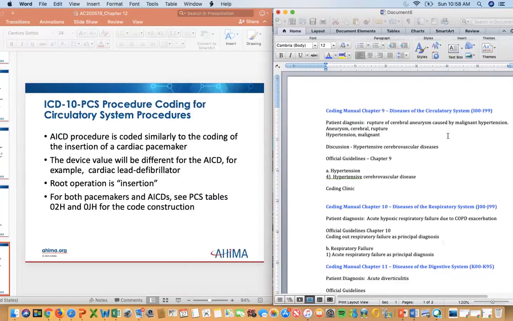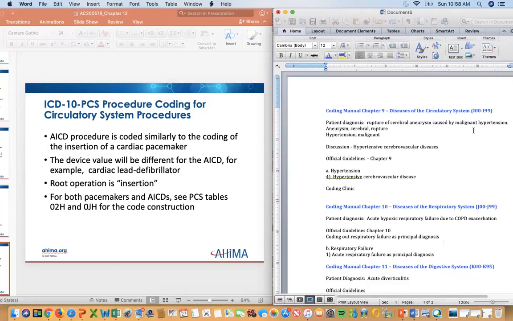So the first thing we want to do is determine the main term. I'm going to do some elementary process here that you should already know. When I read this, I read the rupture of the cerebral aneurysm that was caused by malignant hypertension. I'm thinking to myself, wow, do I code hypertension first because the aneurysm was caused by that? How am I going to code that out?